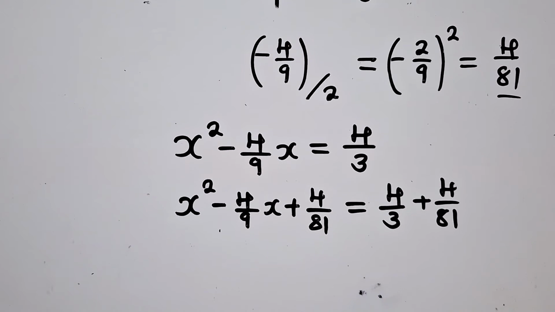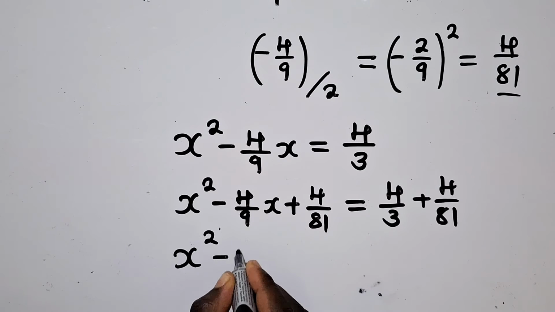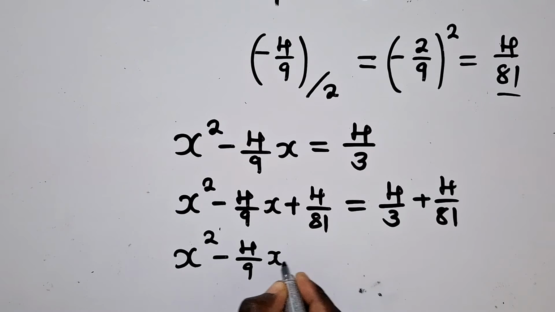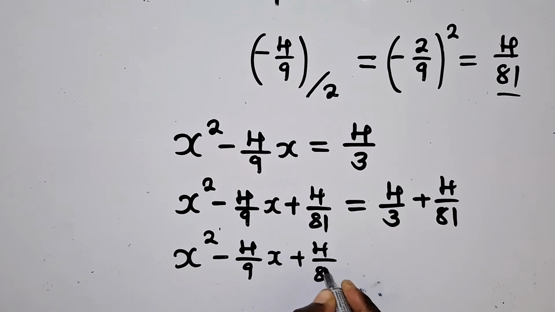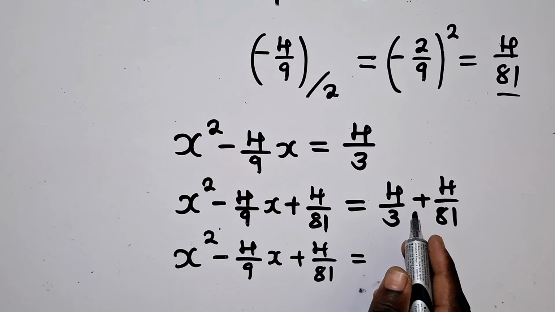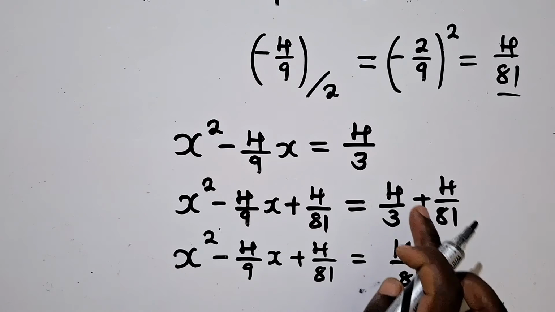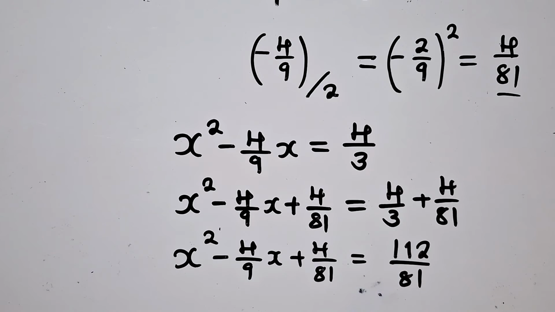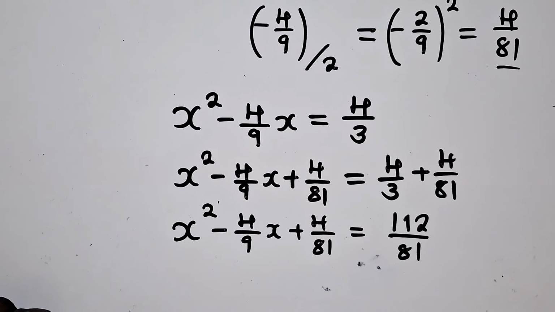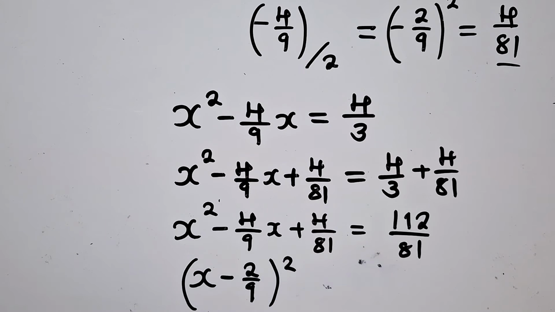So we can clean up the work here. We're getting x power 2 minus 4 over 9x plus 4 over 81 is equal to, when we simplify here, we are simply getting 112 over 81. When we simplify here, we add this plus this. That's what we're getting, okay? So from here, we can now say x minus 2 over 9, power 2. This is a perfect square.